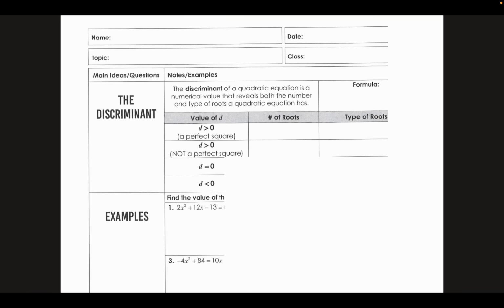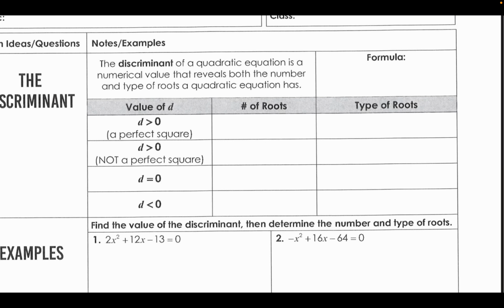So if d, or the discriminant, is greater than 0, we're going to have 2 roots. Now, if it is a perfect square, specifically, we're going to have 2 rational roots. Rational means it can be expressed as a fraction, or also sometimes it's an integer. And if it's not a perfect square, but still greater than 0, we're going to have 2 irrational roots.